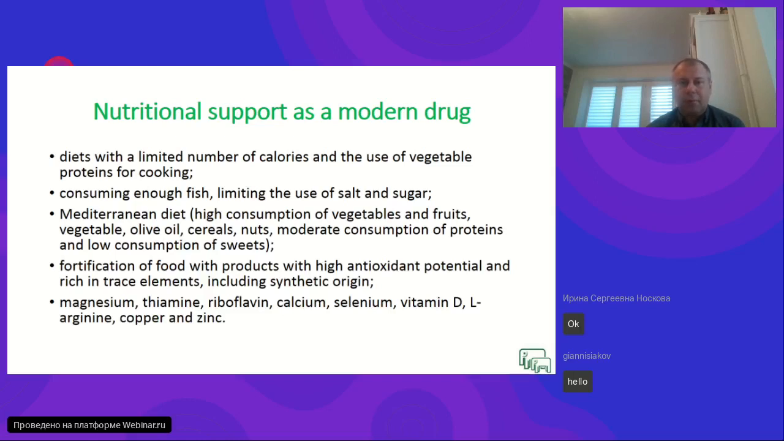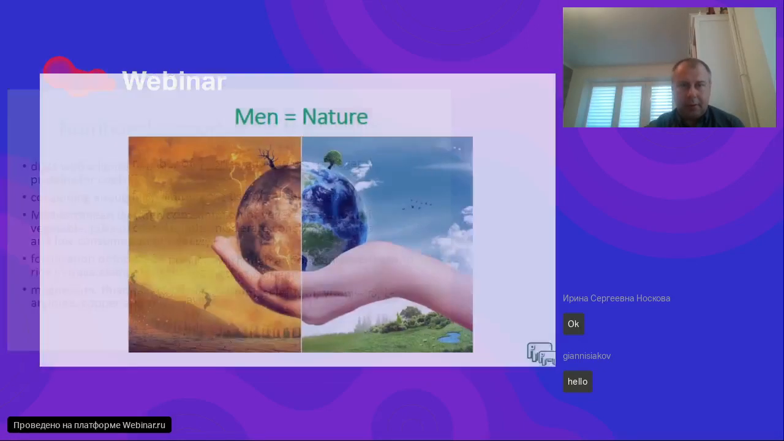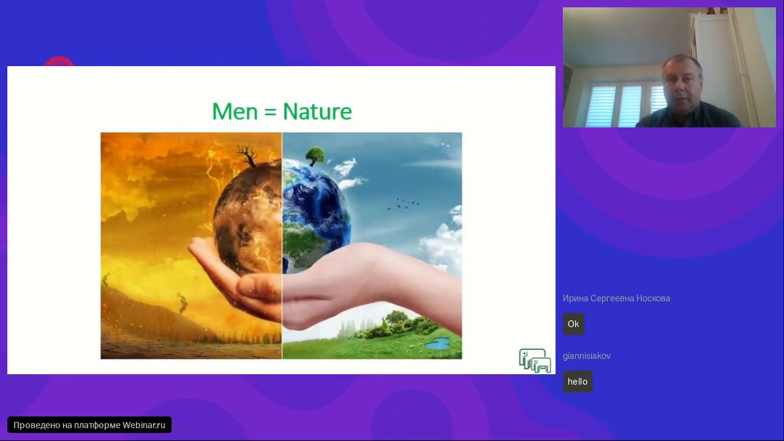And of course, peptides as a new anti-aging drug is also very good for fortification of food, for usage to increase the positive effects of this Mediterranean diet. And maybe the influence of bad ecological conditions lead us to the understanding that nutrition must be good for men and must be good for nature.